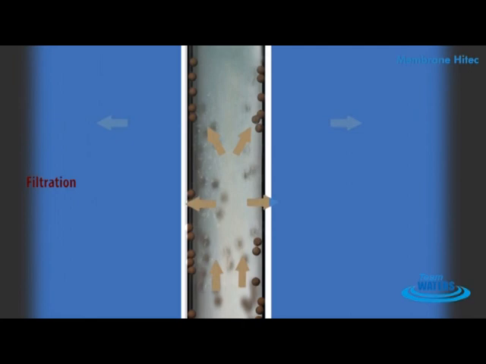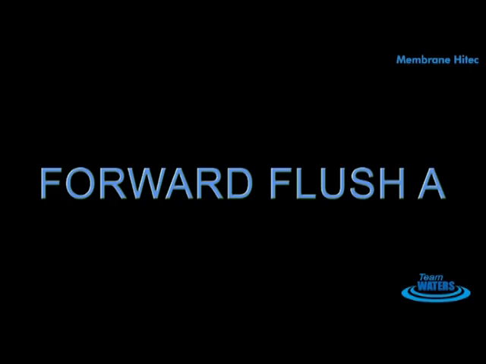2. Forward flush A. Forward flush is done two times. First is before backwash. Second is after backwash.